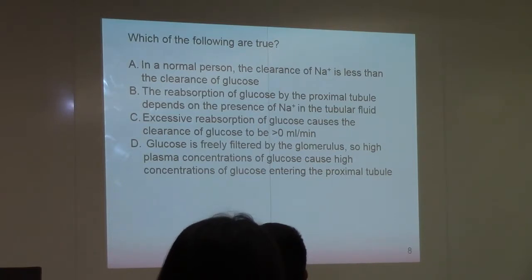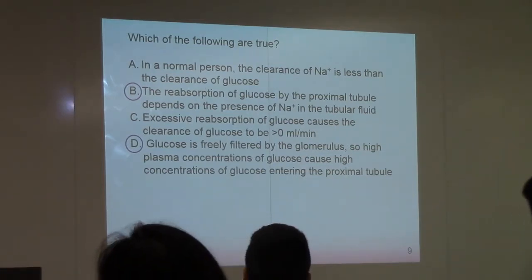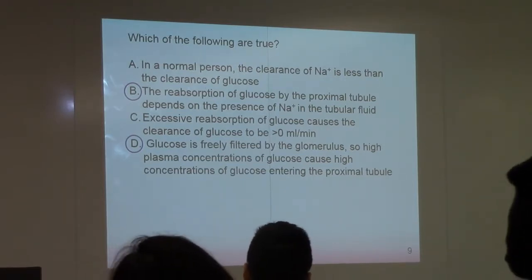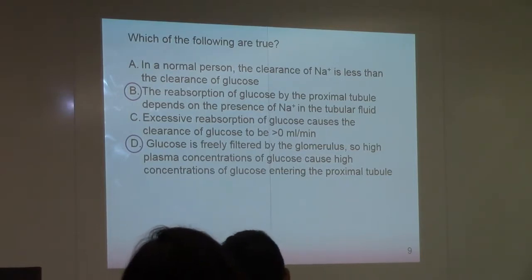Okay, I'm seeing a lot of fully correct answers. B and D are correct. Let's go through them. In a normal person, the clearance of sodium is less than the clearance of glucose. No, in a normal person, the clearance of glucose is 0, and the clearance of sodium is some small number. A small number is bigger than 0. That's not a true statement.